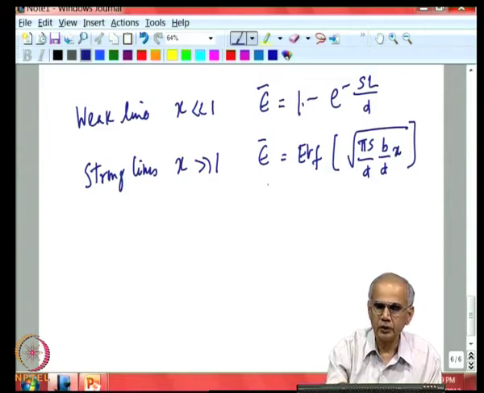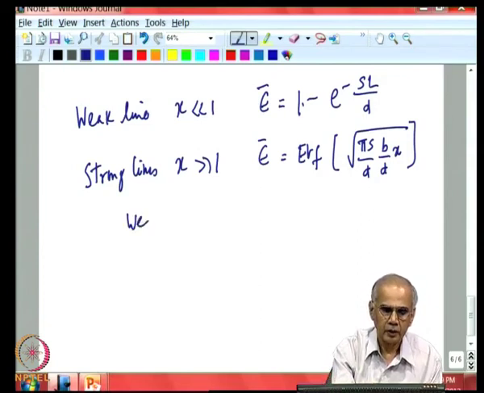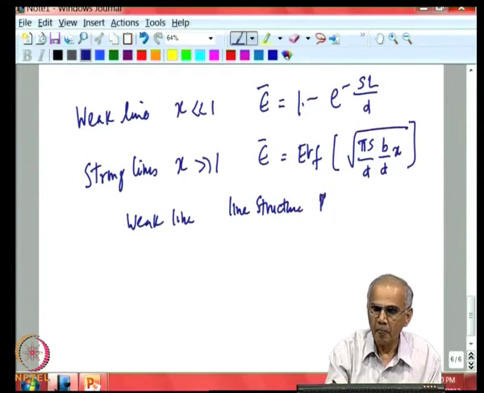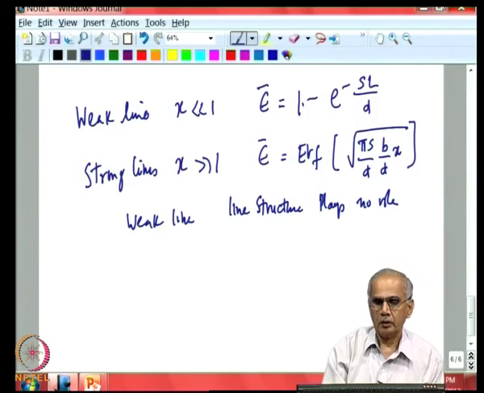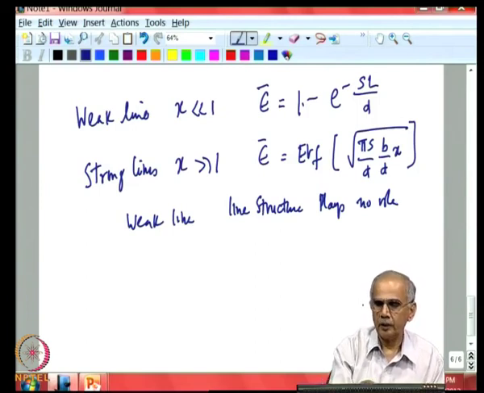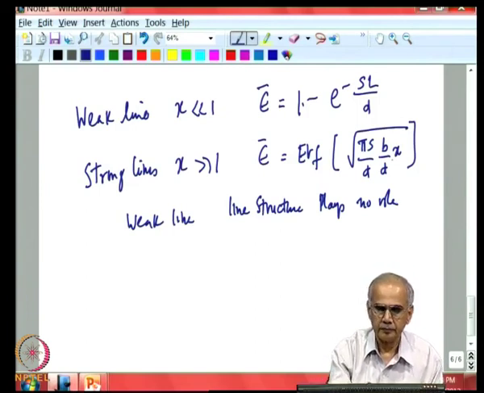so in these things you can see that in this limit, in the thin limit, the weak line limit, notice that line structure plays no role. But in the strong line limit, line structure is very much there.